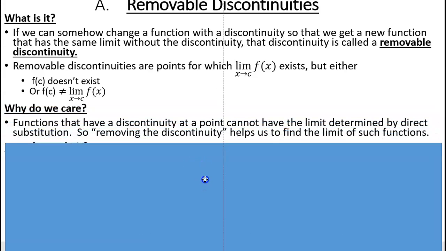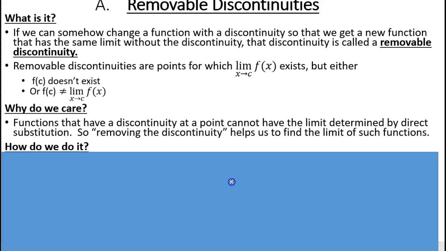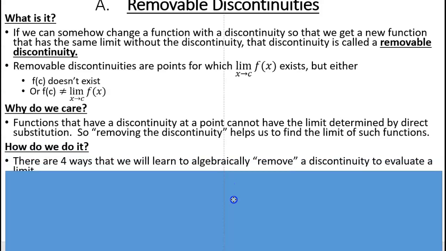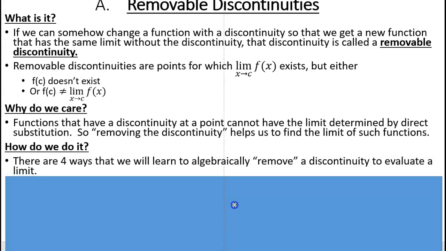Why do we care? Functions that have a discontinuity at a point cannot have the limit determined using direct substitution. So this process of removing the discontinuity helps us to find the limit of such functions, because we can't just do direct substitution. But the question is, how do we do it? Hopefully you know one of those ways is factoring, but there are actually 4 ways, and we're going to look at all 4 of them. Not today, but we'll look at one of them today and the others later.